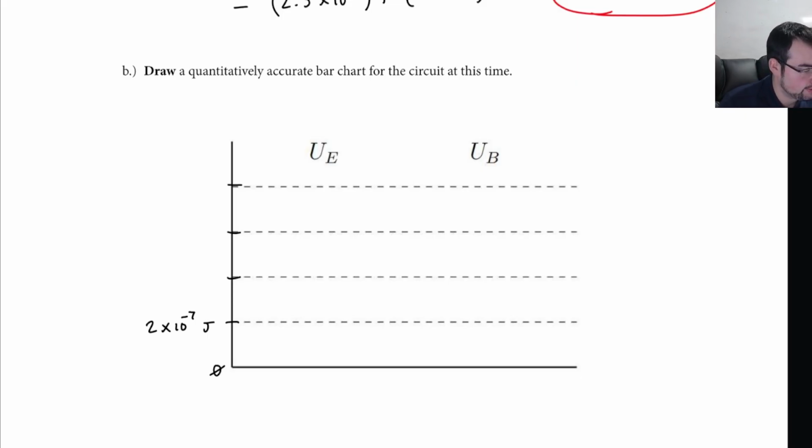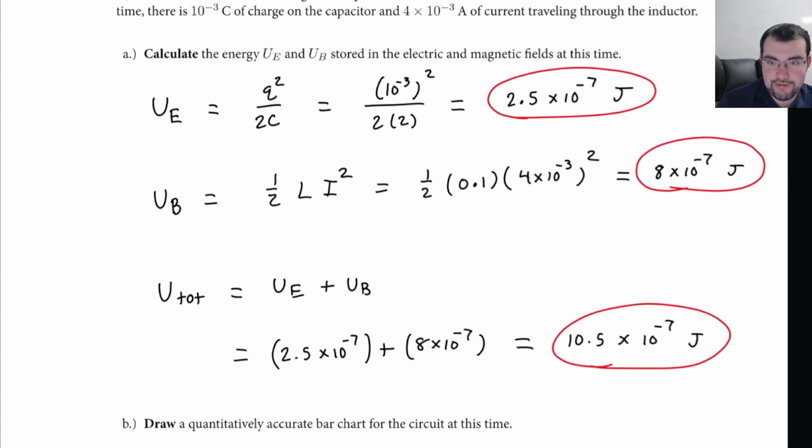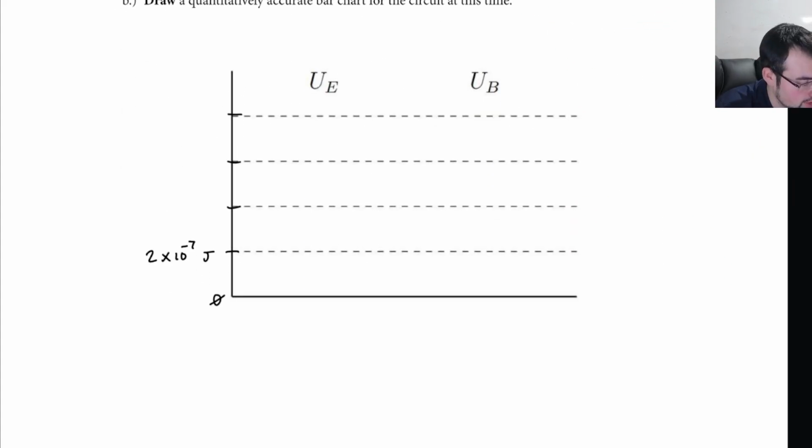All right, so electric field. On the electric field, we're storing 2.5 times 10 to the minus 7th joules. So this is 2, and this is 3. So it's actually halfway. Of course, I'm using my best judgment. Sort of halfway between 2 and the halfway mark. So I'm going to put it just above 2, something like that. And this we said was 2.5 times 10 to the minus 7th.